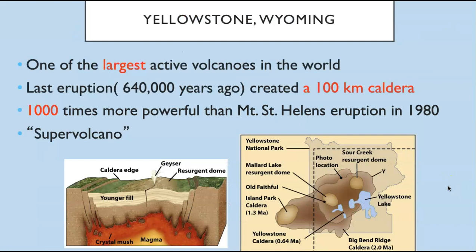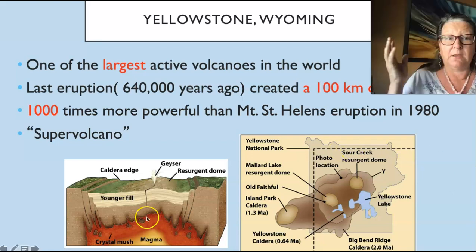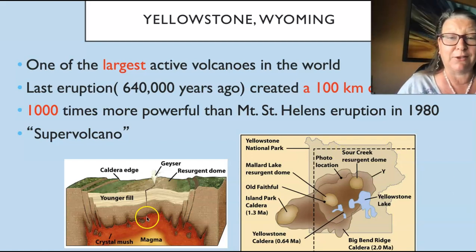Yellowstone in Wyoming is an example of a rhyolite caldera. It's one of the largest active volcanoes in the world, and we're going to have to finish this in another video. Sorry.